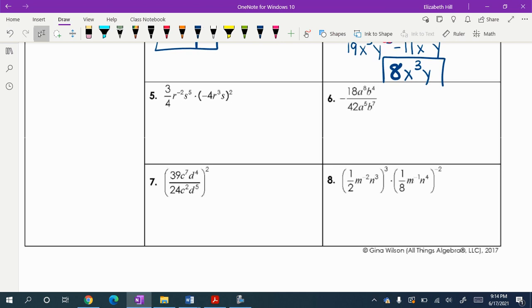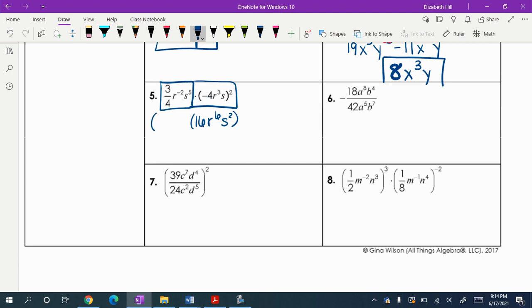All right, number 5, we have not much that we can do over here on the left-hand side, but you are taking a power of a power, so we do need to work on that. Negative 4 squared is going to give us 16. R to the third squared is going to give us R to the sixth. And S squared is going to give us S squared.